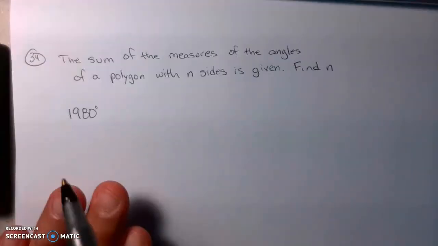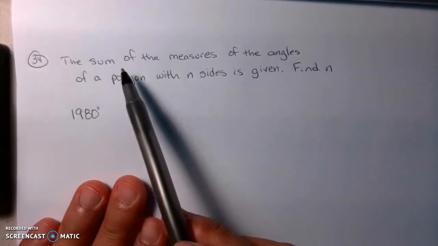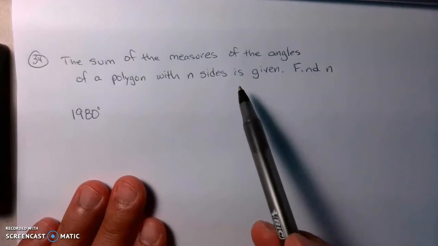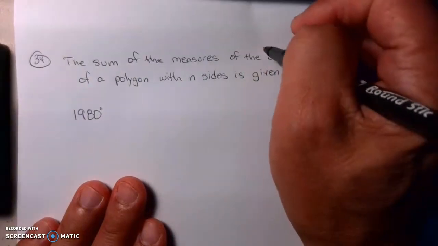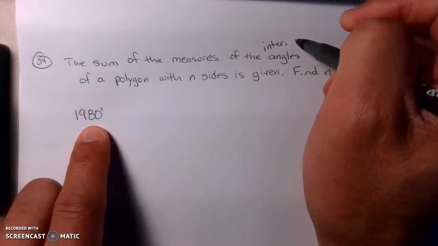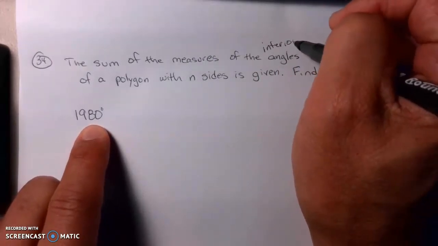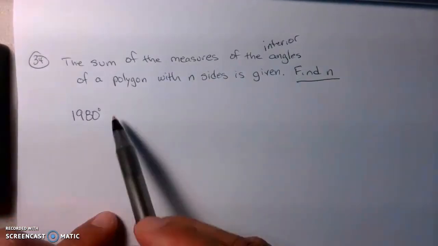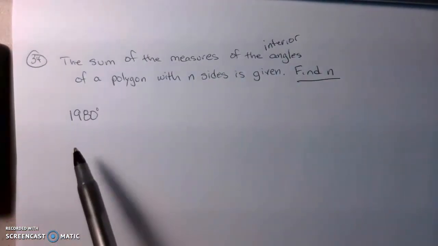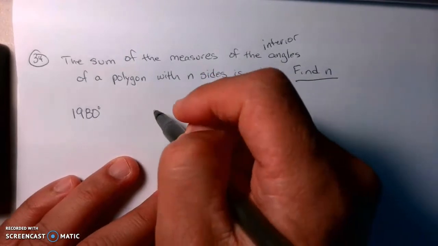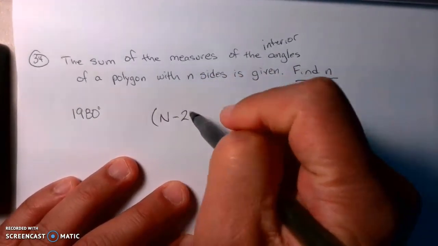Okay, moving on. This is number 34. It says the sum of the measures of the angles of a polygon with n sides is given. So this is the interior angles, 1,980 degrees. Find the number of sides. So we've got some type of figure. If I add up all the angles, it adds up to 1,980. We've got to figure out what type of figure this is. So this is kind of working the problem backwards here.